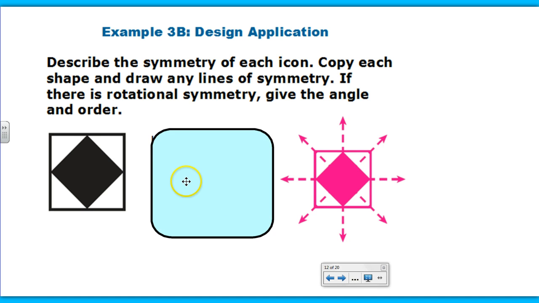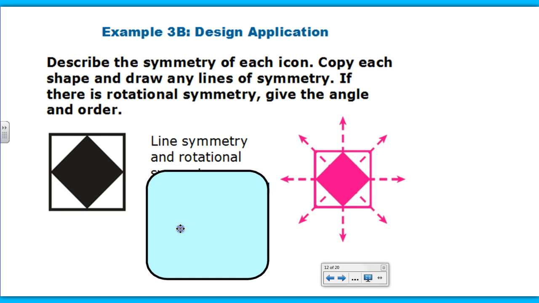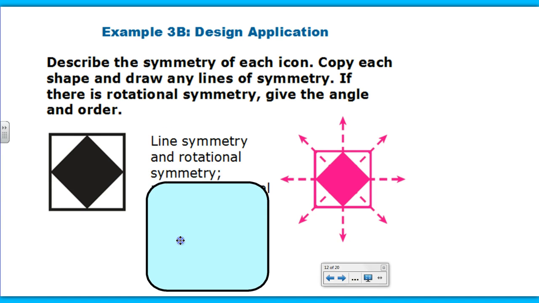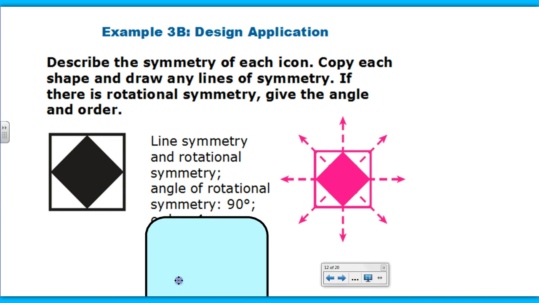We also have rotational symmetry, don't we? And how many degrees would you say is that angle of symmetry? And yes, 90 degrees, which gives us the order of 4 once again.